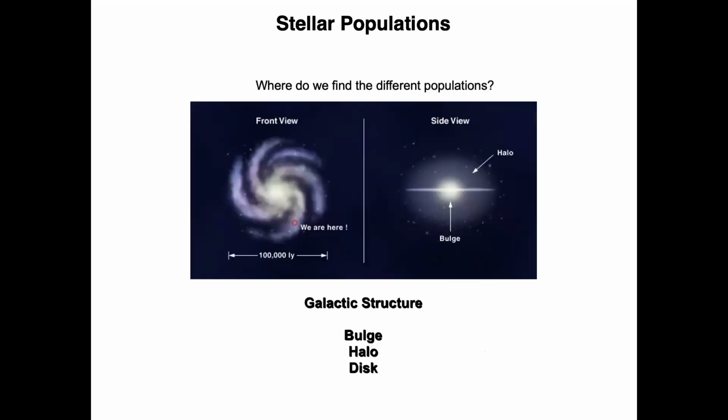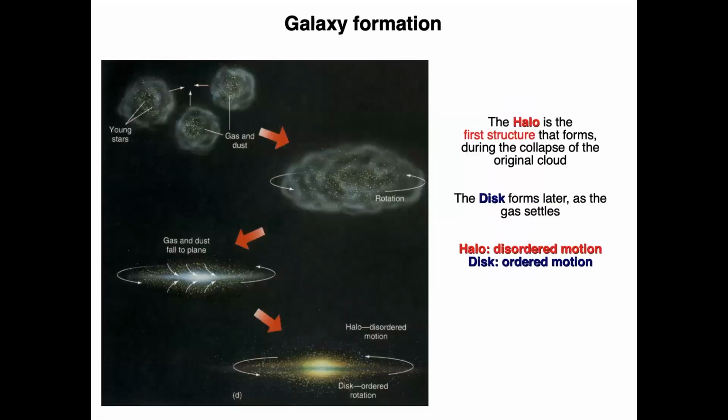Now, where do we find these different populations? In different components of the galaxy. Galactic structure consists of a bulge, the halo, and the disk. It turns out young stars are found mostly in the disk, and population 2 stars are found mostly in the halo. And that is a remnant from galaxy formation.